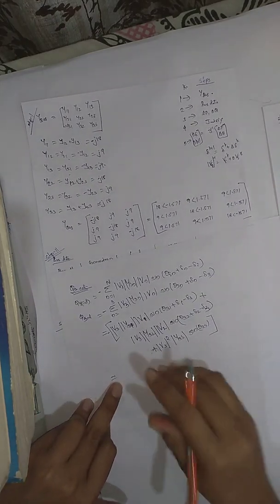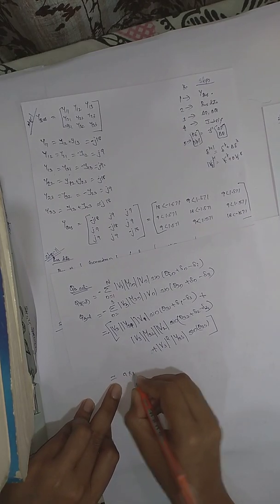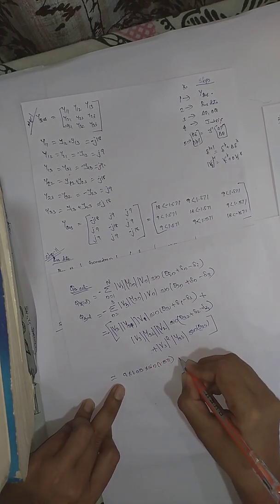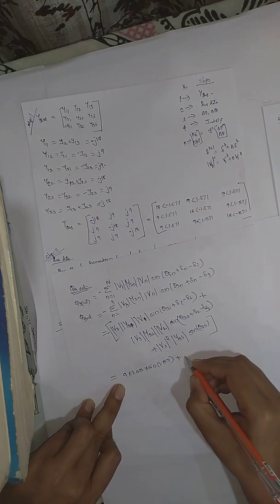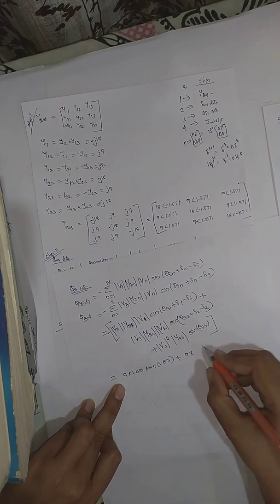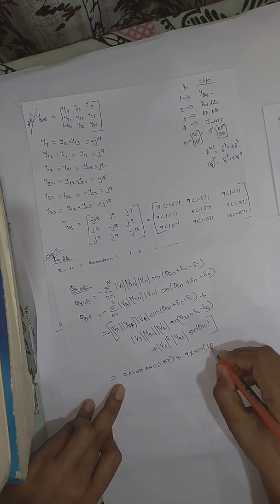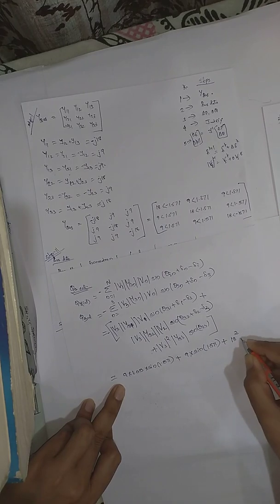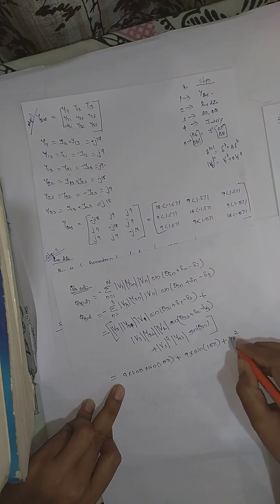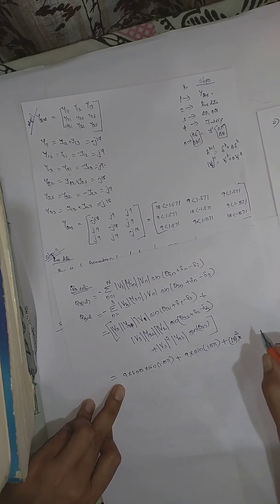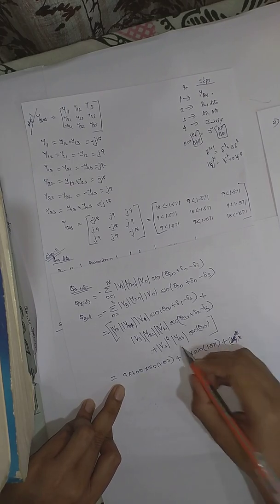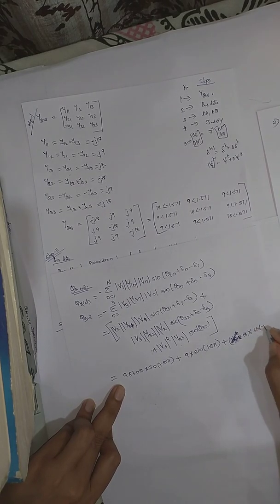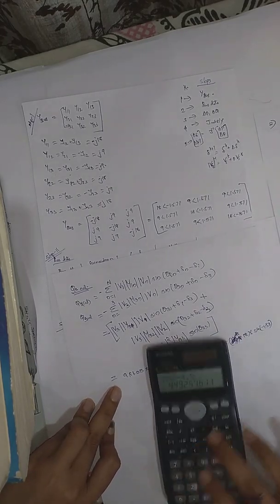So V3 value is 1. What is the Y31 value? Y31 value is 9 into 1.05 into sine of 1.571. Plus V3 value is 1, Y32 value is 9, V2 value is again 1, sine theta_32 value is 1.571. Plus V3 square, which is 1, into Y33. Y33 is 18 into sine of minus 1.571. So I am doing it in the calculator.